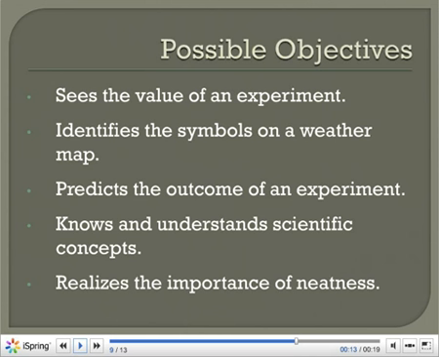Now the fourth one. Knows and understands scientific concepts. What do you think of this one? This one is poorly written because it's measuring 2 cognitive processes, knows and understands.